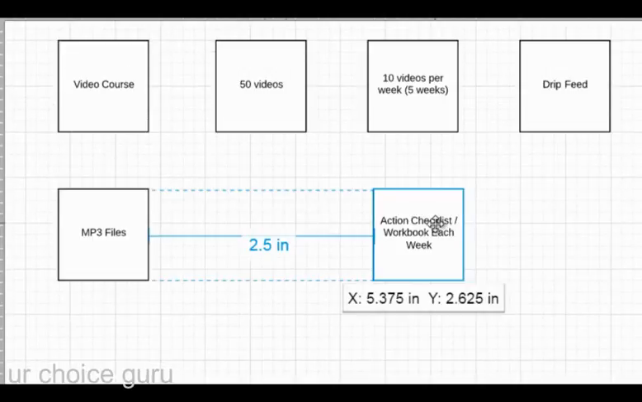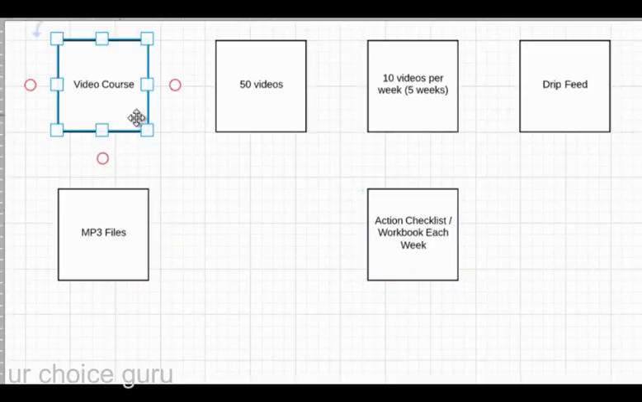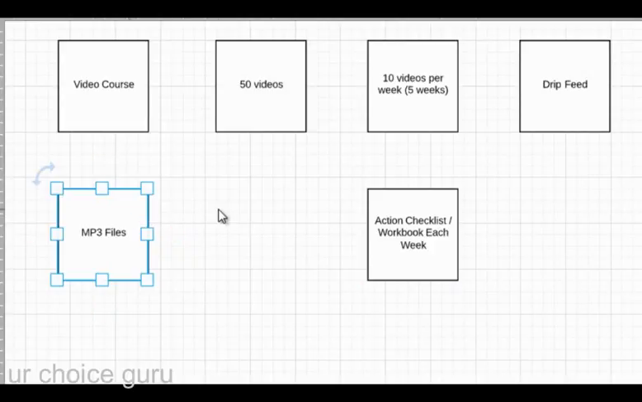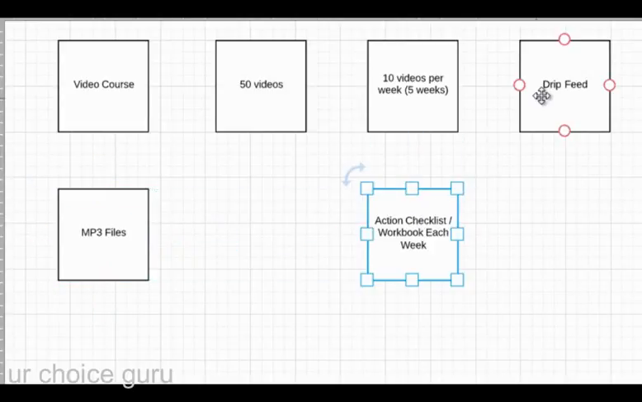All right. So now that we have talked about learning style, I'm going to stick with videos. I'm going to do MP3 for auditory folks. People who are kinesthetic like to do hands-on type stuff. So they like to follow along and actually do it along the way. So we have the action checklist and workbook each week. So every week they get homework. So we can make this as homework.